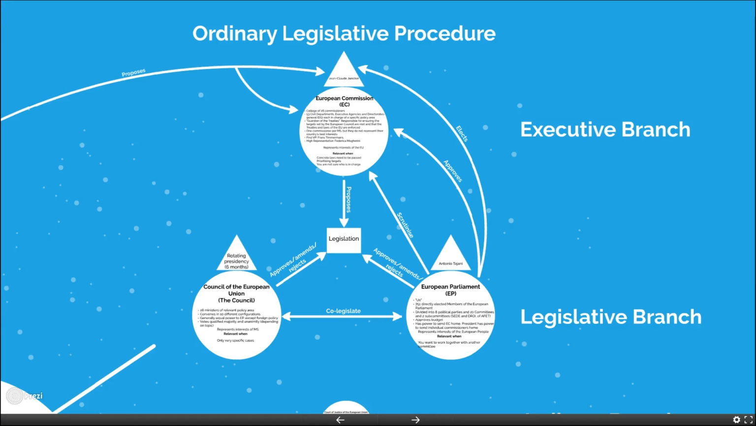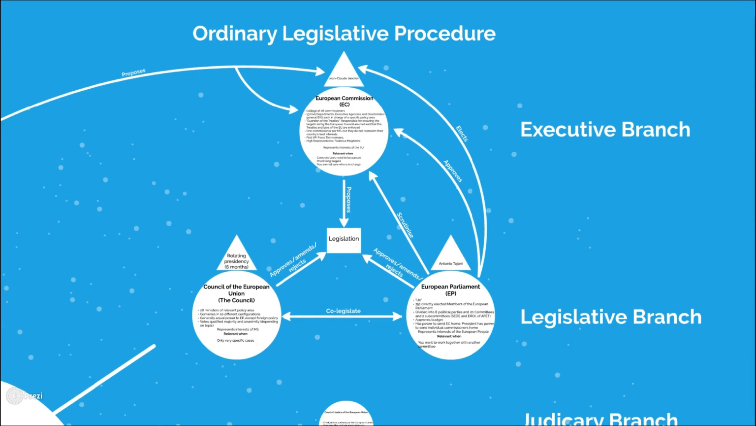Here is an overview of the entire ordinary legislative procedure again. The European Council, which you can't currently see, proposes a president of the European Commission, which is then elected by the European Parliament. Each member state also proposes one commissioner, which has to be approved by the European Parliament collectively. Afterwards, the European Parliament scrutinizes the European Commission.